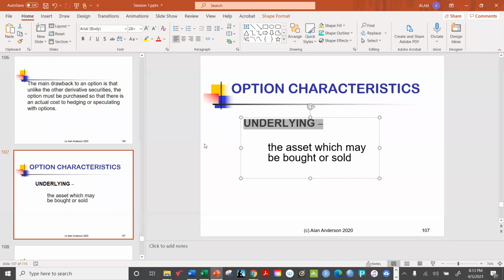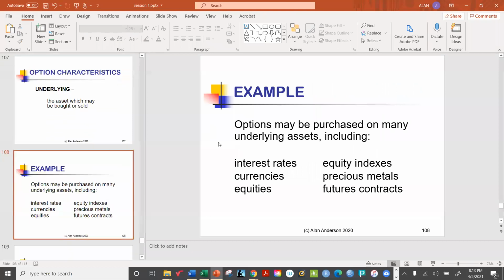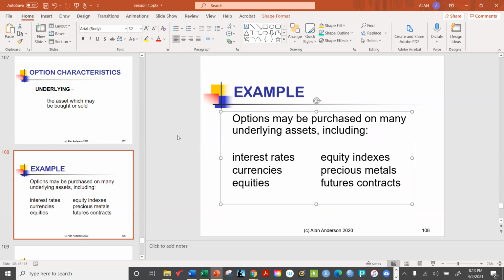Now, as it turns out, options, just like the other derivatives, can be available on many different underlying assets. For example, we see a lot of trading in these types of options. We have options on interest rates, we have options on currencies, on equities, on equity indexes like the S&P 500, on precious metals like gold and silver and platinum. And then, interestingly enough, you can actually buy an option on a futures contract.